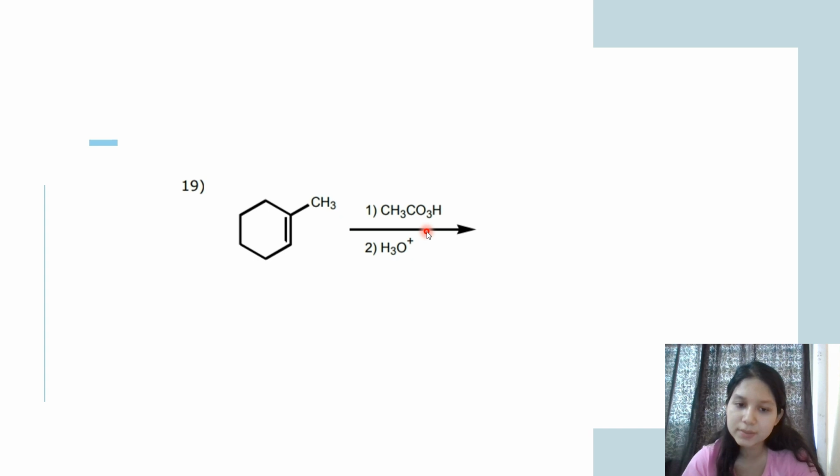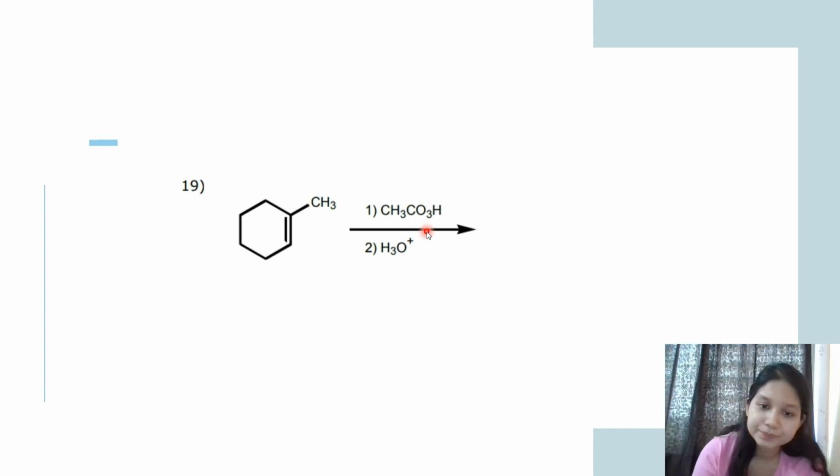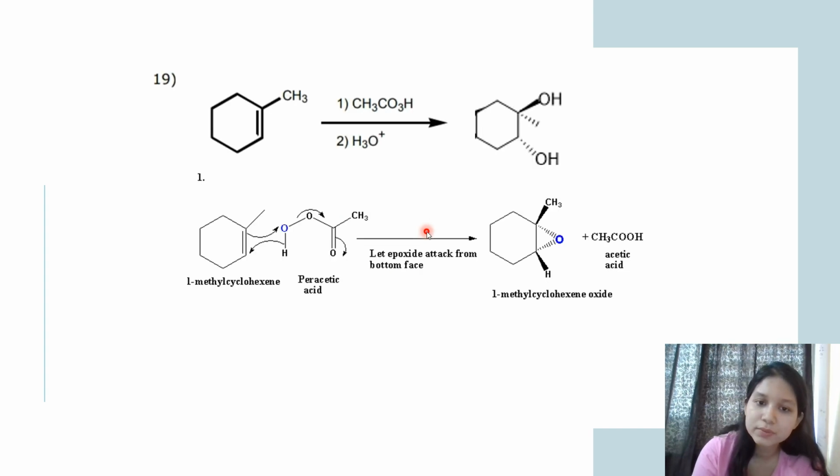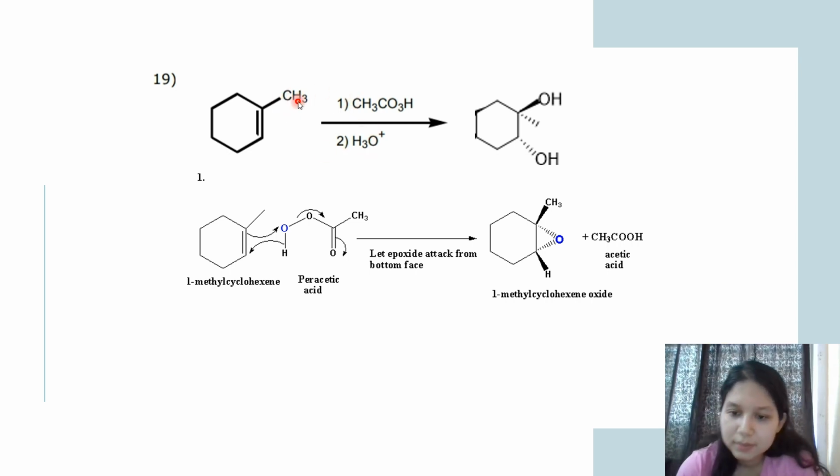In the next question, you have to treat this alkene with peracid. Okay, peracetic acid is in the system, which will be followed by addition of acidic water, and you have to treat the system in this way. So let us try to understand what is actually happening here.